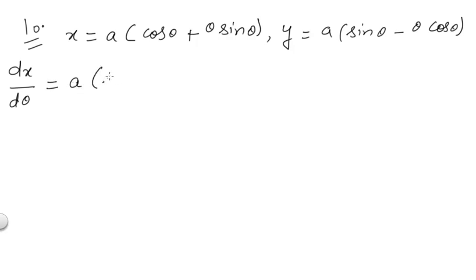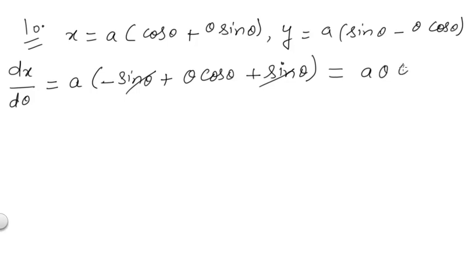Differentiation of cos theta is minus sin theta, plus in theta sin theta we will use a product rule. Theta as it is, differentiation of sin theta is cos theta, plus sin theta as it is, differentiation of theta is 1. Sin theta and minus sin theta will get cancelled. We have a theta cos theta. Let it be first equation.